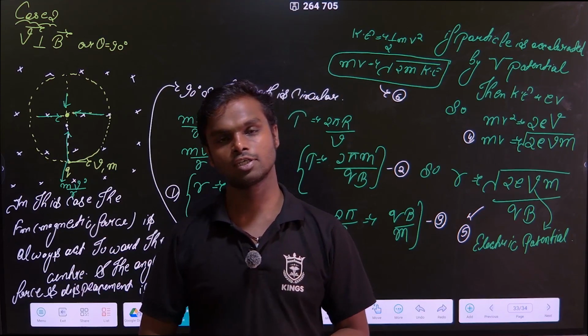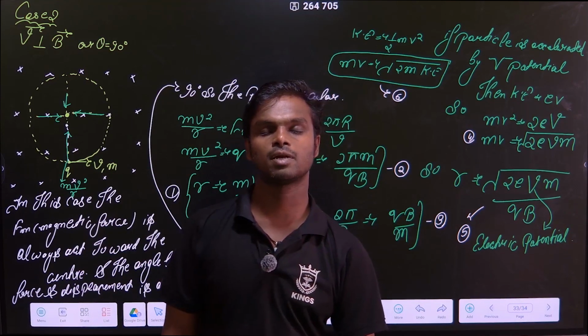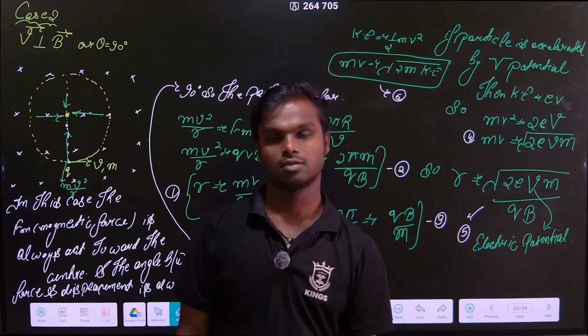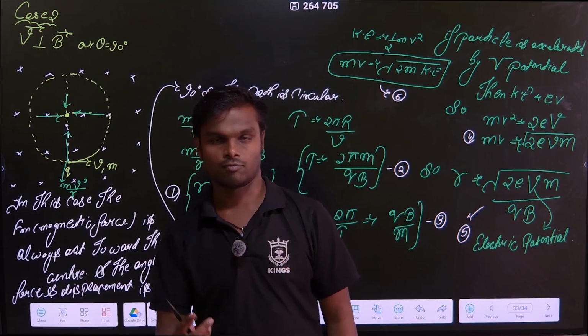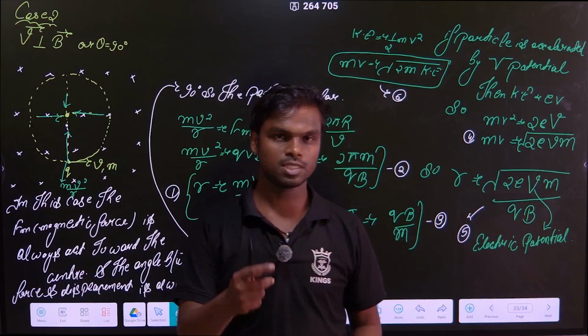Second, which is a very important case from the NEET point of view, is when the velocity is perpendicular to the magnetic field. Okay, sorry, not two cases. Basically we have seen only one case. There is another case in this situation as well, but we will see it later.